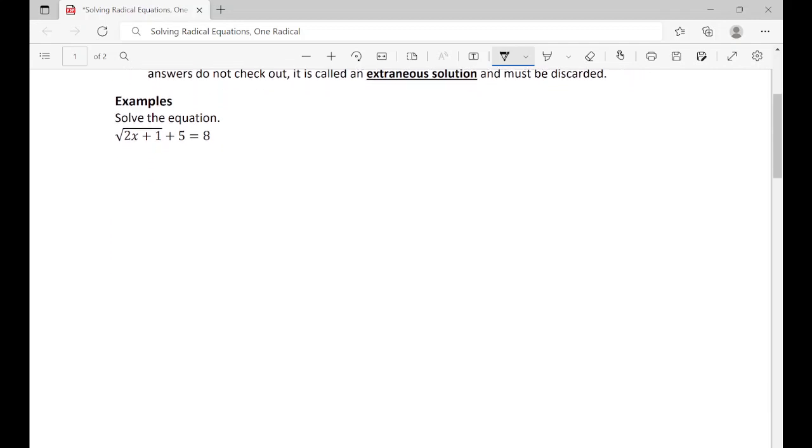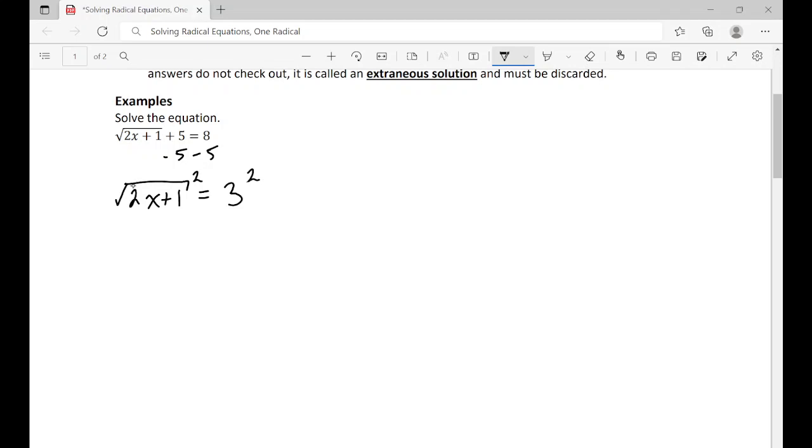So let's start with ours. Square root of 2x plus 1, plus 5 equals 8. So we're going to see that we have one radical and we're going to isolate it. So I'm going to take this 5 and subtract it over. So I'm going to get square root of 2x plus 1 equals 3. And this has an index of 2, so I'm going to square both sides of my equation.